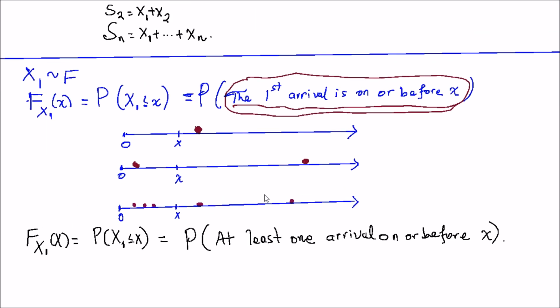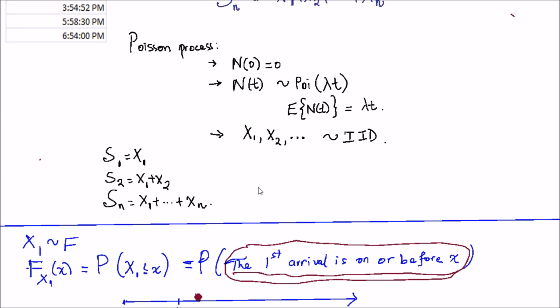The number of arrivals up until time t, based on the definition of Poisson process we had, follows a Poisson distribution with parameter lambda t. And the probability mass function is equal to e to the negative lambda t, times lambda t to the power of n, divided by n factorial. And n takes values of 0, 1, and so on.